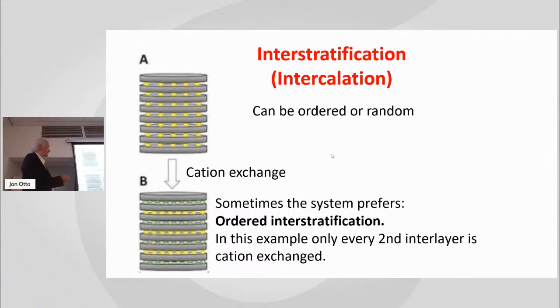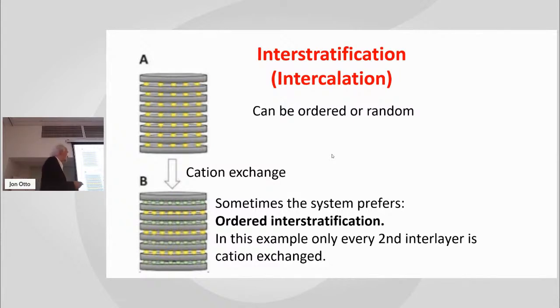Let's say the green things are nickel, for example. Then you don't replace in every layer, in some cases only every second layer, or some other ordered way, and that is called ordered interstratification. So the cation exchange will result, in this example, in interstratification or intercalation only in every second interlayer.